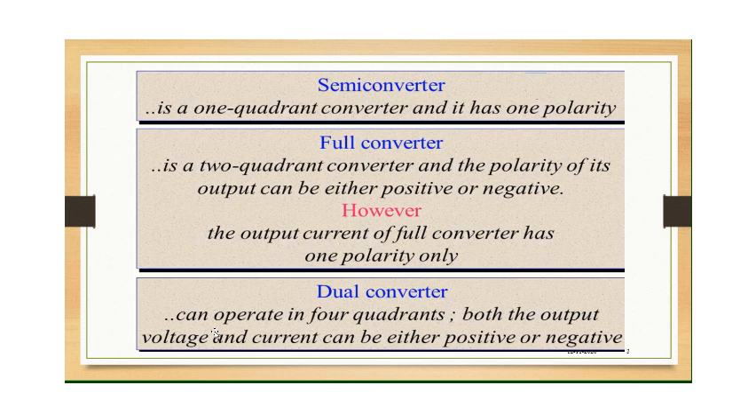A dual converter, if you recall from our previous class, is a four-quadrant converter where both the output voltage and current can be either positive or negative, right? So the semi-converter, which is the first category, but I'm following the syllabus specified, is a one-quadrant converter and it has only one polarity of the output voltage or the current, all right?